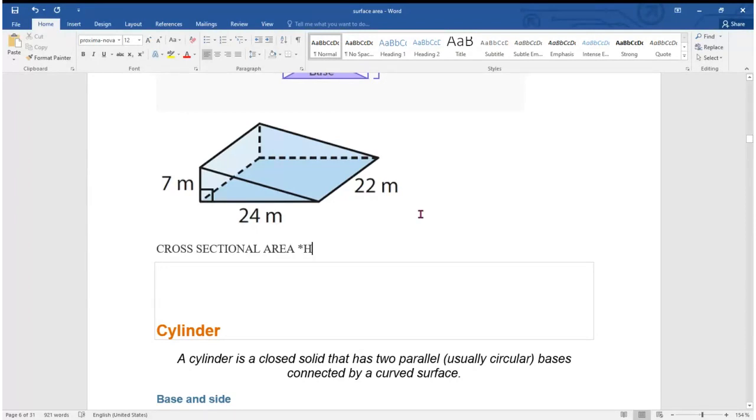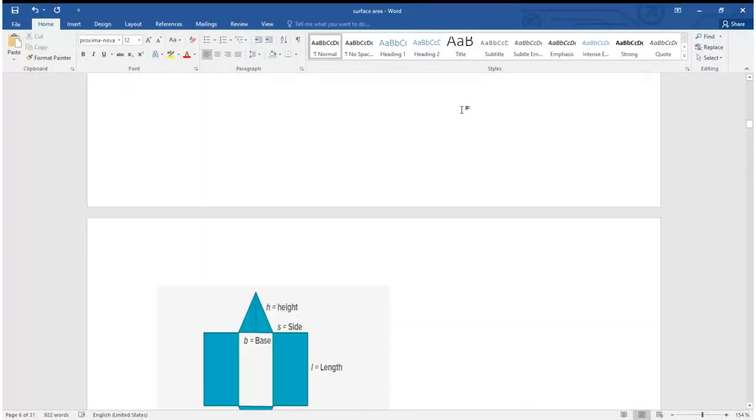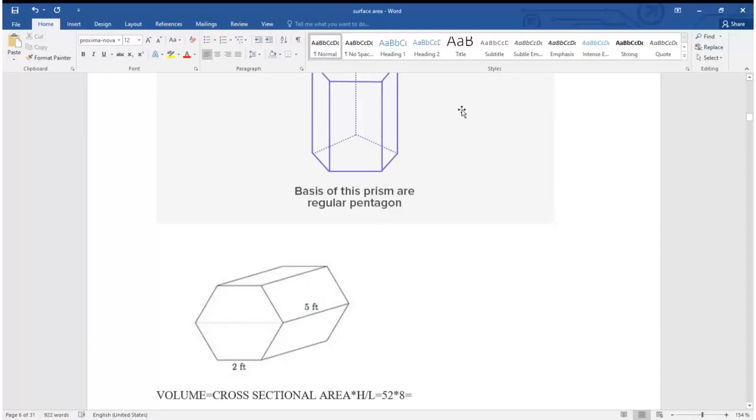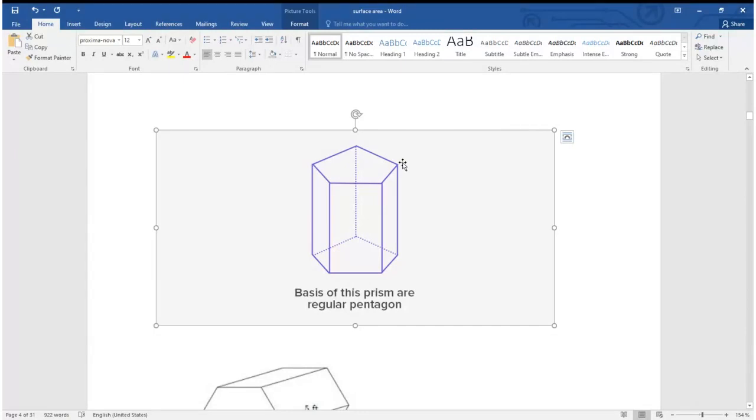But if it was standing upside down, we would have multiplied by, for example, this one here. Let me show you the one that we multiplied by the height. Like this one now, the way this one is lying. So you're going to find the cross-sectional area, which is the area of the pentagon, and then you multiply by the height. This one is not the length, this one is the height. But if it is lying like this, you multiply by the length, okay?